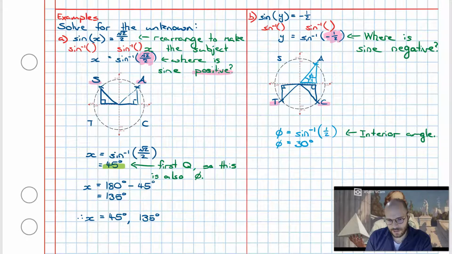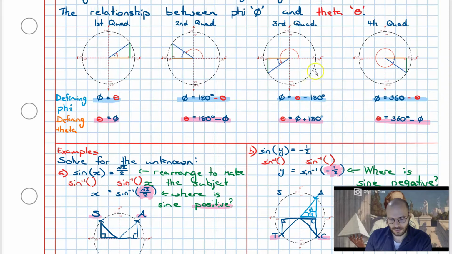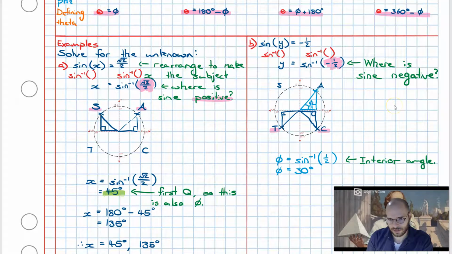Now that we've got the interior angle, we need to remember that we're looking for the solutions within the third and the fourth quadrant. So we're going to go up to our notes here, and for the third and the fourth quadrant, the relationship between theta in terms of phi is theta equals phi plus 180 degrees, and then theta equals 360 degrees take phi. So I'm going to mark it on the triangle. So theta equals phi plus 180, and then subsequently theta equals 360 minus phi.